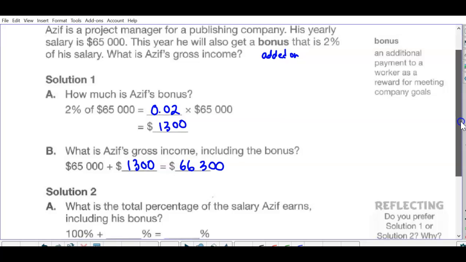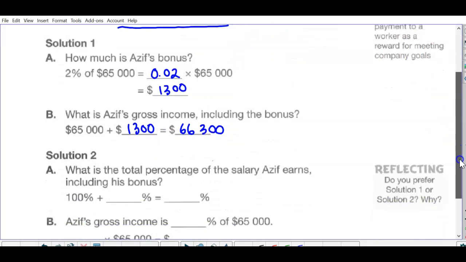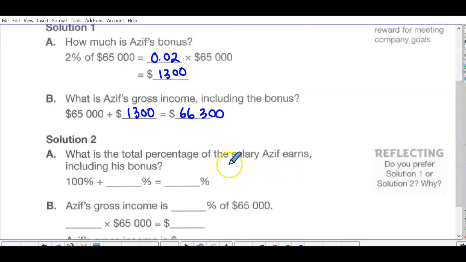Now, there is another method which we'll look at as well, because if it does not ask what the actual bonus is and just asks for the gross income, which is the case here, then we can do it in one step. So remember, he's going to get his 65,000. That's 100% of his annual salary. Then he's going to get 2% of his annual salary. So in total, he's going to earn 102% of his annual salary. So that's what we want to calculate. He wants to keep his original and add on 2%. So make that your percent, which as a decimal is 1.02.